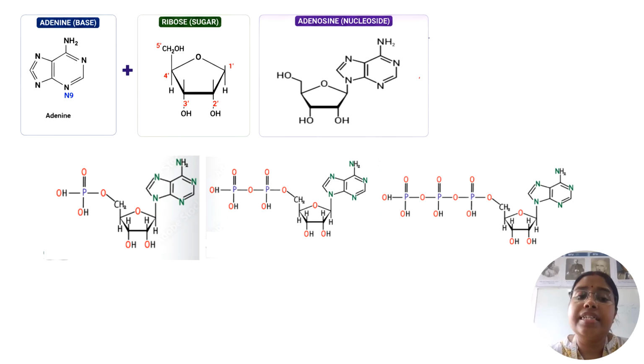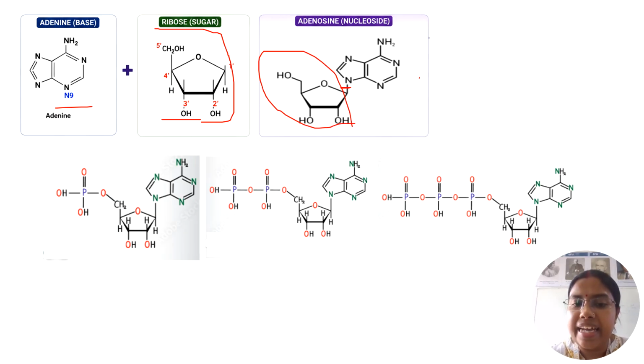Then the structure of the things: adenine is one purine base. If it is added with ribose, it is adenosine, one kind of nucleoside. This is our ribose sugar. Always the C1 position is attached with the N9 position of the adenine. So the ribose sugar is attached with the N9 position of the adenine. It is known as adenosine.